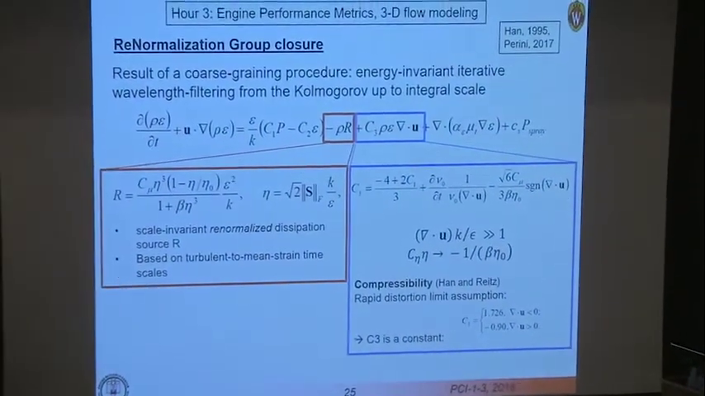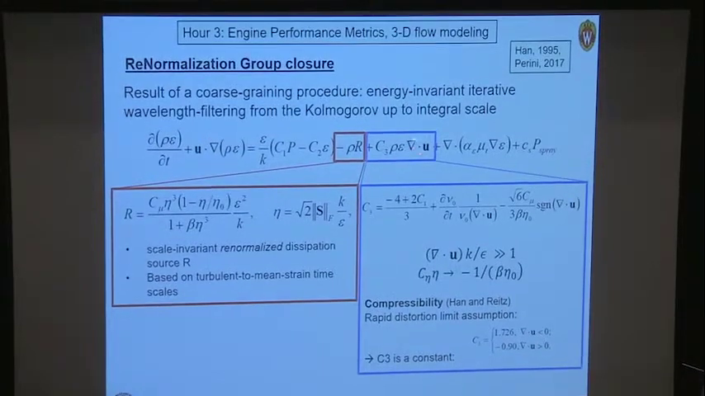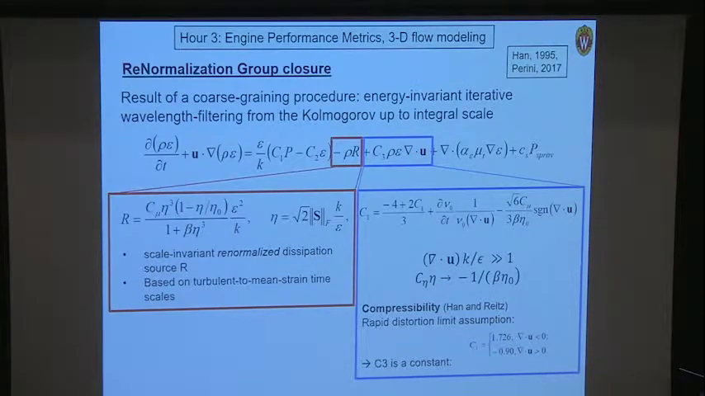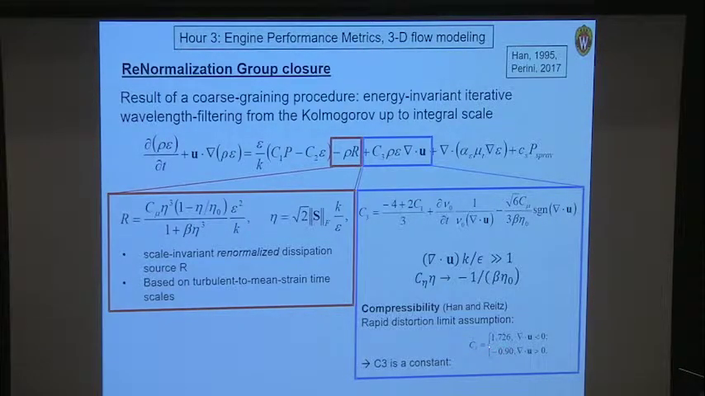Another very important term is embodied in this term here, which involves the divergence of the velocity field. So in an incompressible flow, the divergence of the velocity field is 0. But an engine flow is compressible. And in fact, during compression, this term is positive, and during expansion, it's negative. So there's a sign change. And what we've found over the years is that that constant there has to change sign and magnitude corresponding to this change in compression versus expansion.